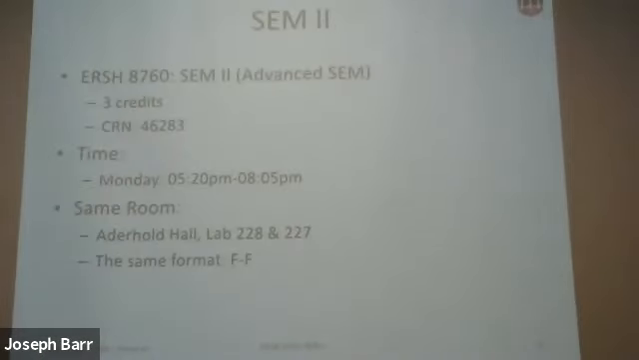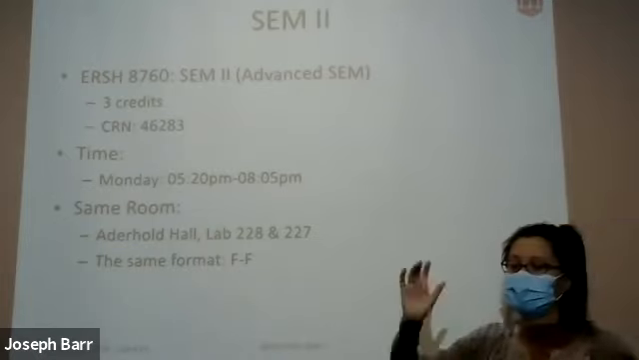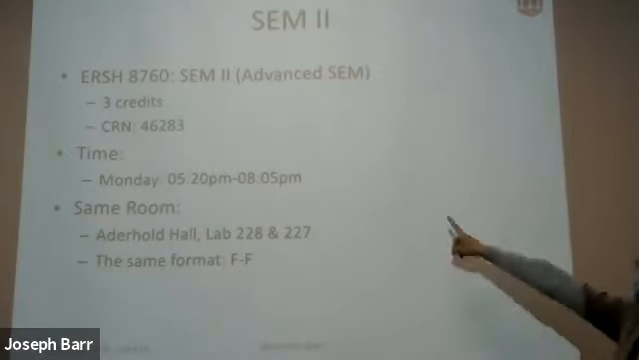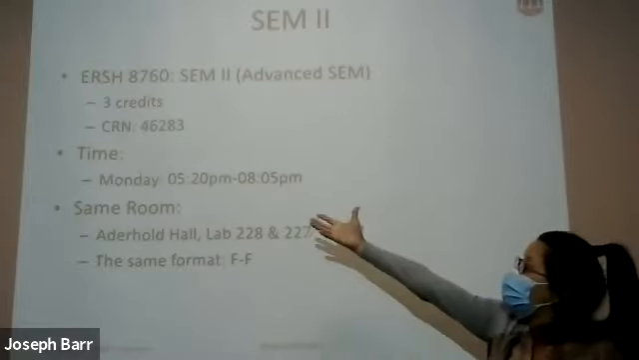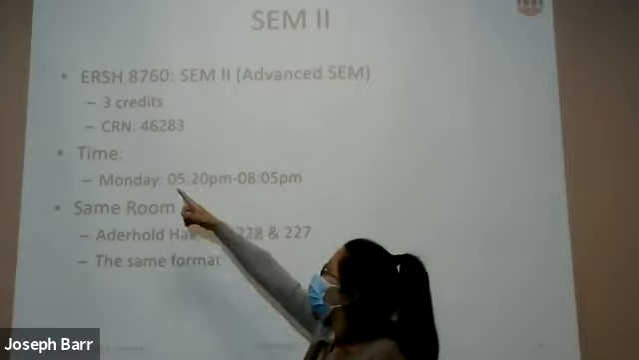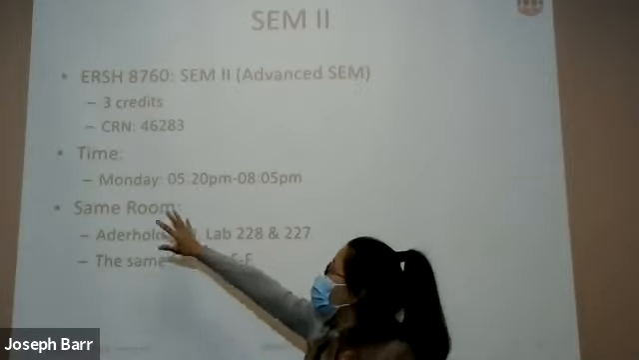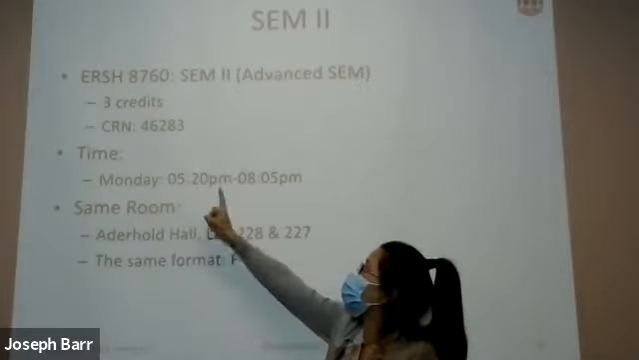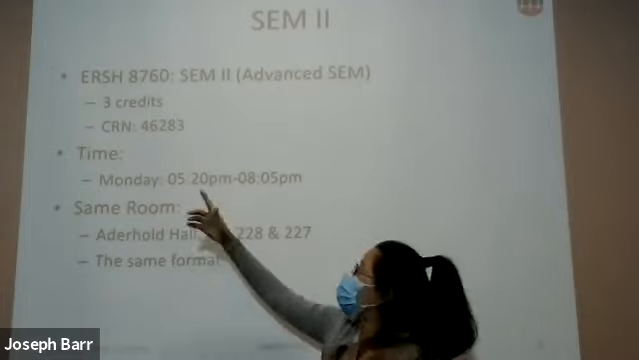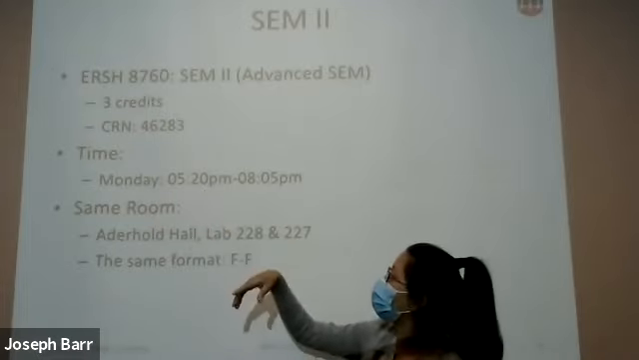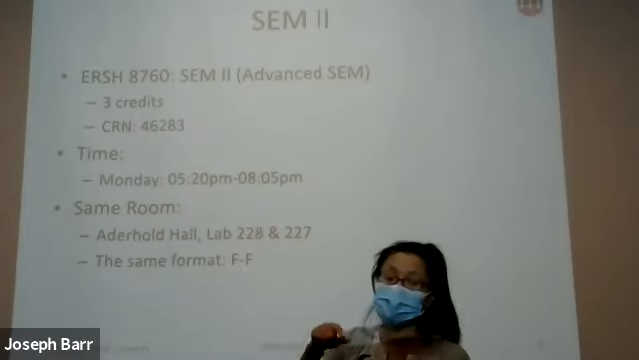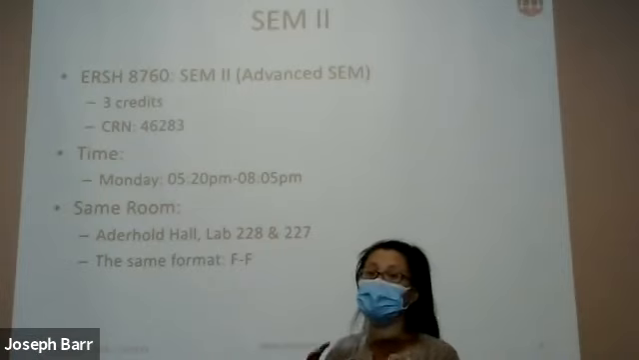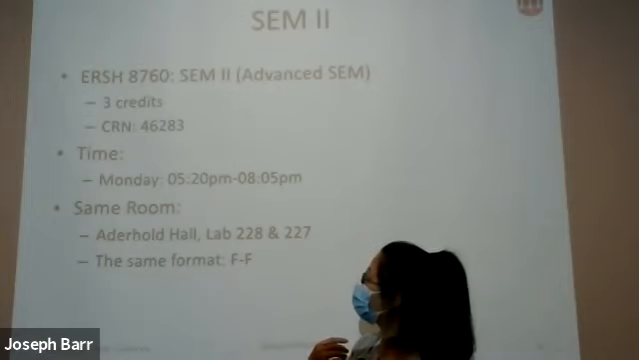Okay, then it's almost finished. We're going to finish SEM 1. Next semester, we are going to have the advanced SEM. It's 3 credits, and there is a CRN number. The time becomes Monday, almost the same time, but from 5:20 to 8:05, in the same room here. And the format is the same. Basically it's face-to-face, but if you have some other situation, please let me know. I will have Zoom for you.